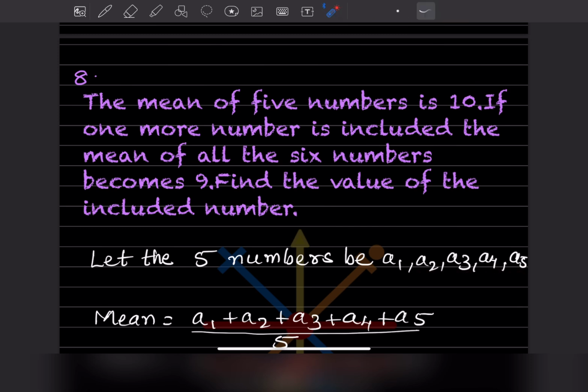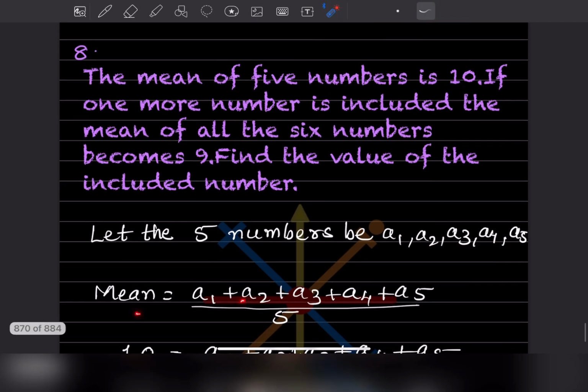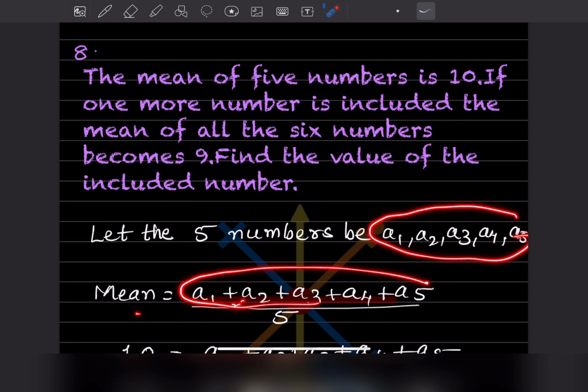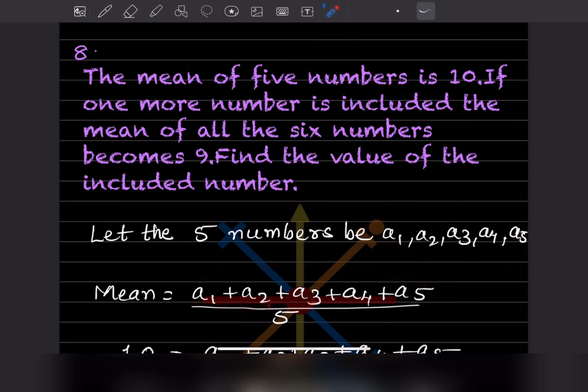So here we'll write the mean is the sum of all the observations. These are the observations: A1 plus A2 plus A3 plus A4 plus A5, and these are 5 numbers, so divided by 5. And it is 10, which means the mean is 10.